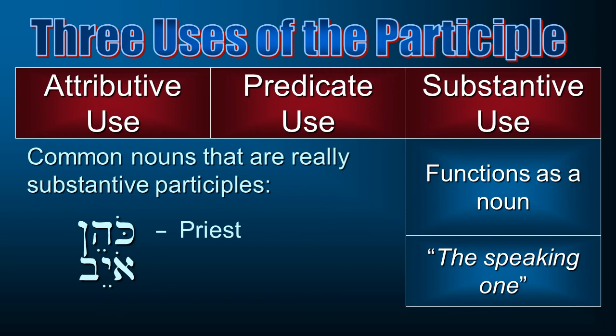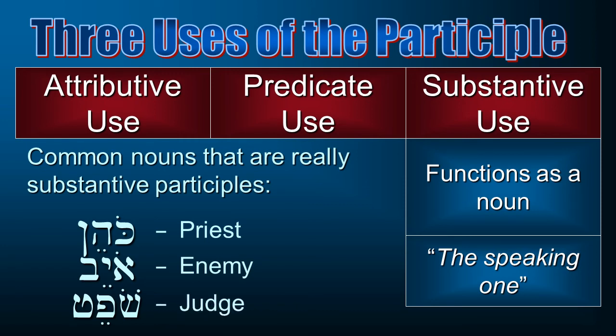Oyev, an enemy, is one who does enemy stuff. It's a participle, and so he is one who enemies us. And that's not really an English word, but it functions as a noun. And then shofet is a judge, one who judges. Shafat is to judge, so shofet is a judge, one who's judging, we would say.